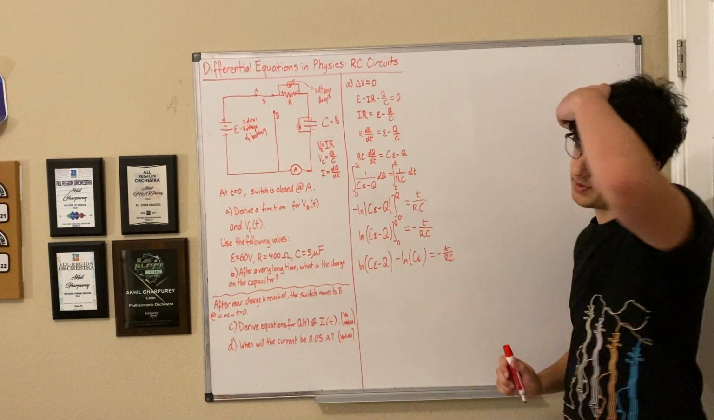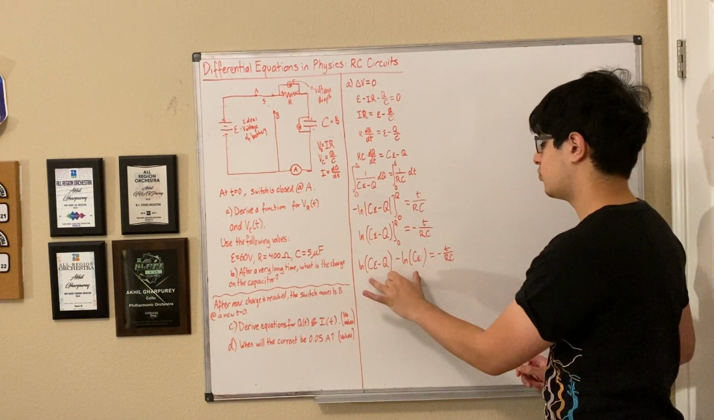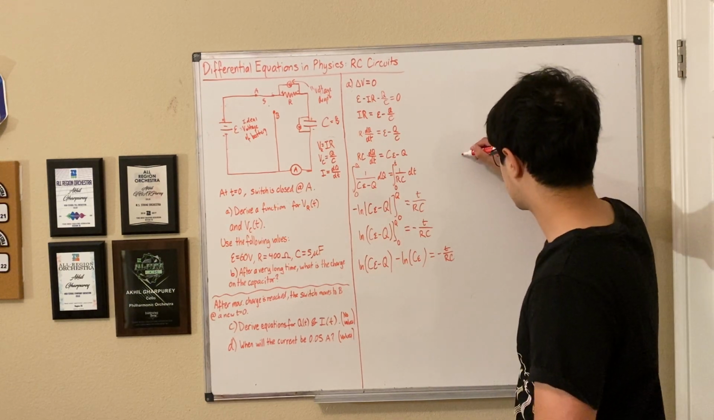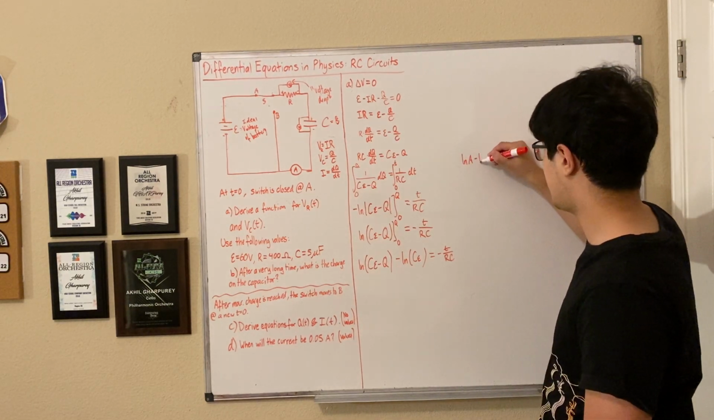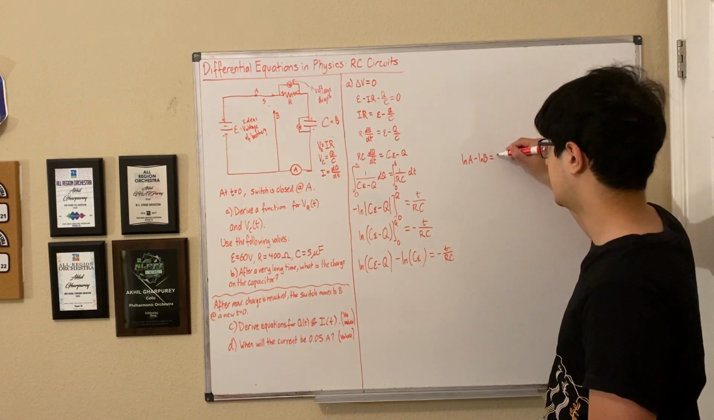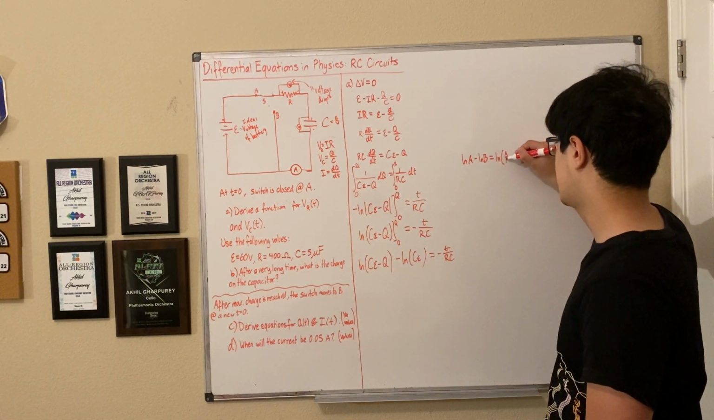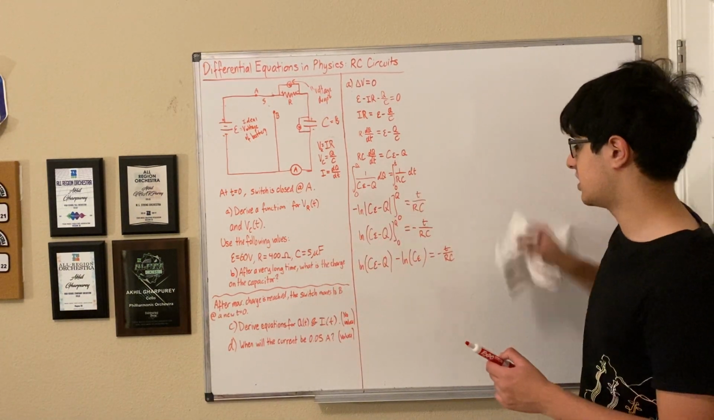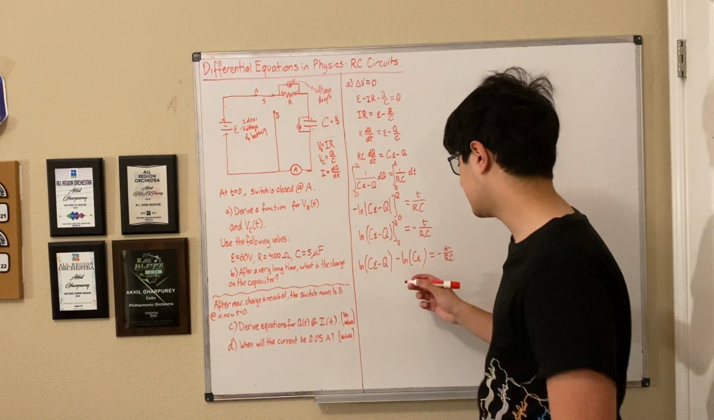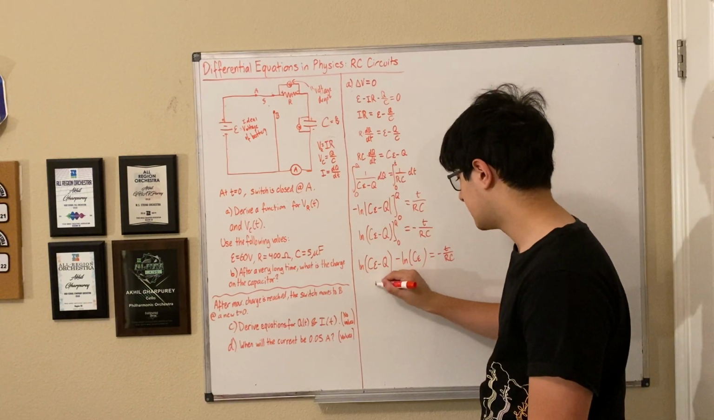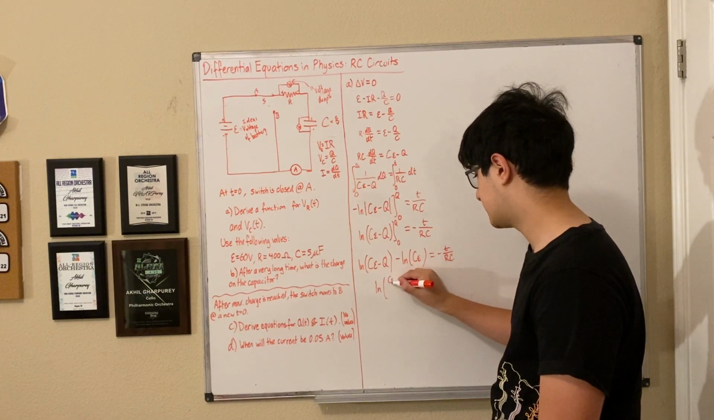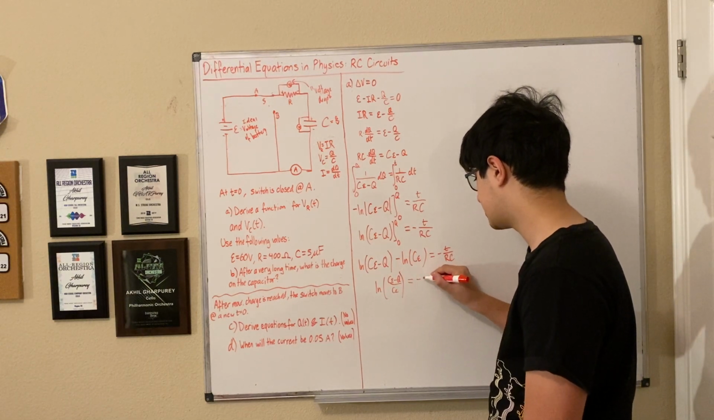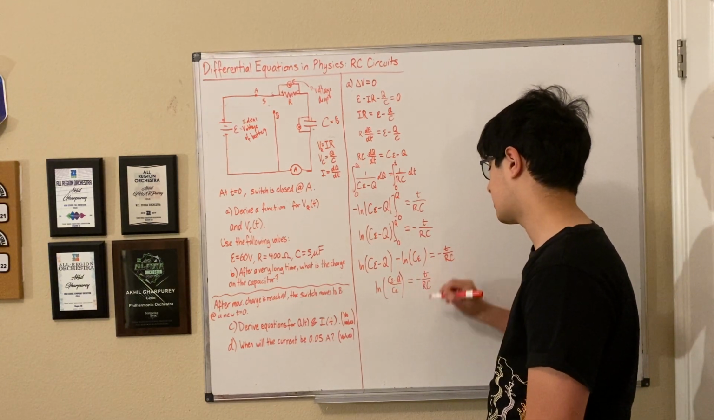But then this looks a little bit unfriendly, right? However, we can apply a logarithmic property. A logarithmic property is that the natural log of a minus the natural log of b is equal to the natural log of a over b. So if we apply that here, we're going to see that this is going to be the natural log of c epsilon minus q over c epsilon. This is going to be equal to negative t over rc.